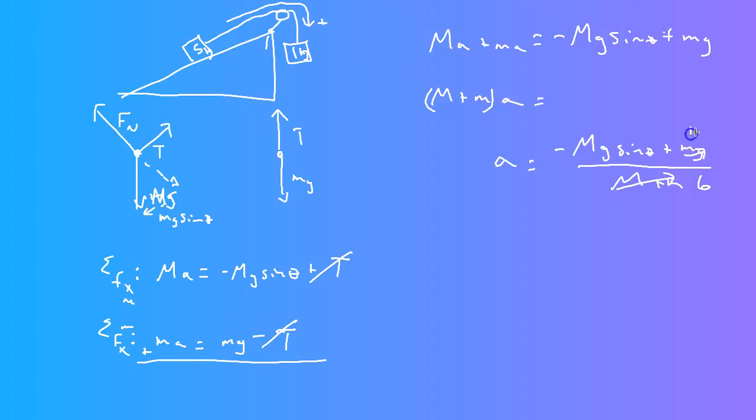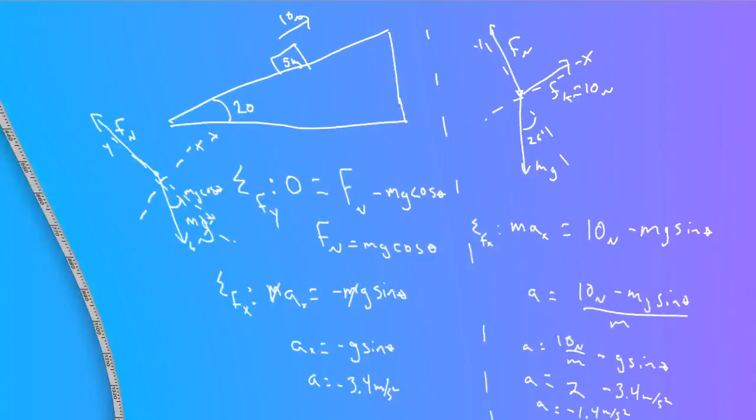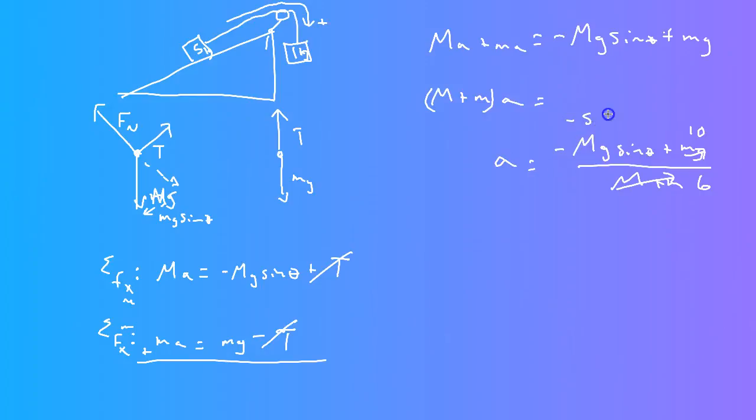So this is going to be equal to 10 for little mg, and the g sine theta from before was 3.4. So this is negative 5 times 3.4 meters per second squared, which is about negative 17, plus 10, all over 6 kilograms. These are newtons over kilograms. So we get negative 7 newtons over 6 kilograms, which divides out to be negative 1.17 meters per second squared.